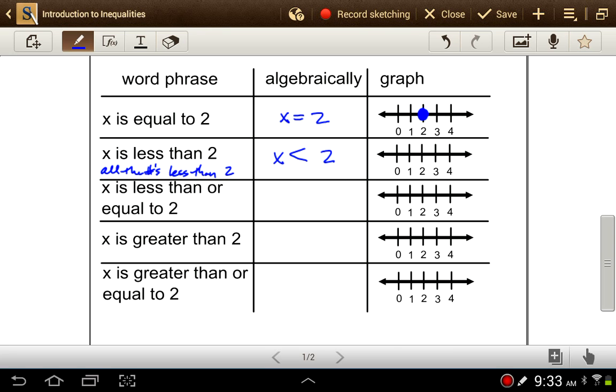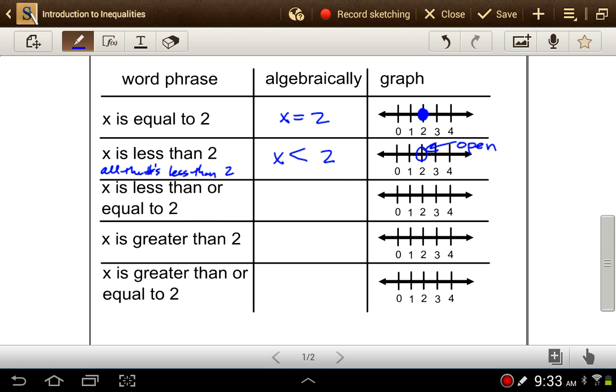So on my graph, I would circle 2. Notice I do not fill it in. This is called an open circle. It is not filled in because it's not equal to 2. But I circled the 2 because I'm talking about all the numbers less than 2: 1.5, 1.9, 1.8, all of those. So I circle the 2, but I leave it open so that you know that that does not include 2.